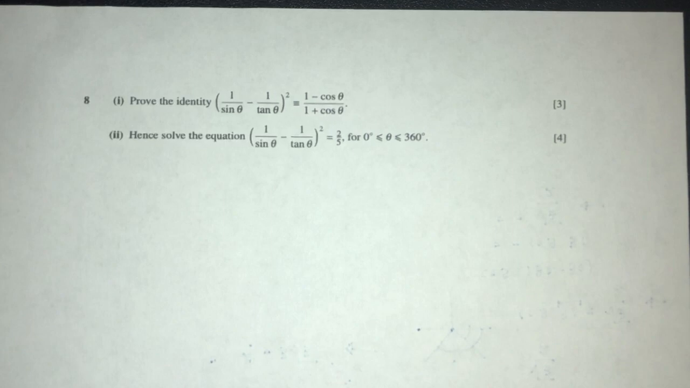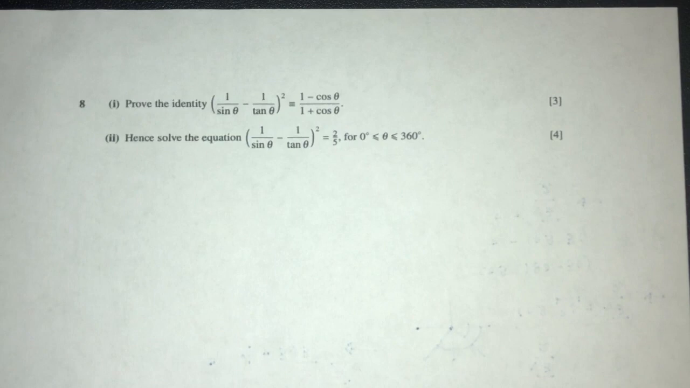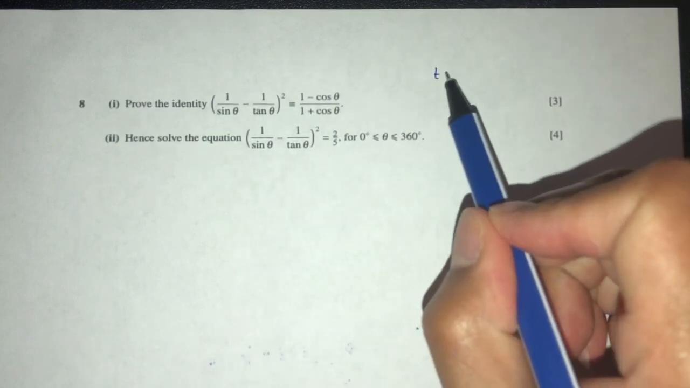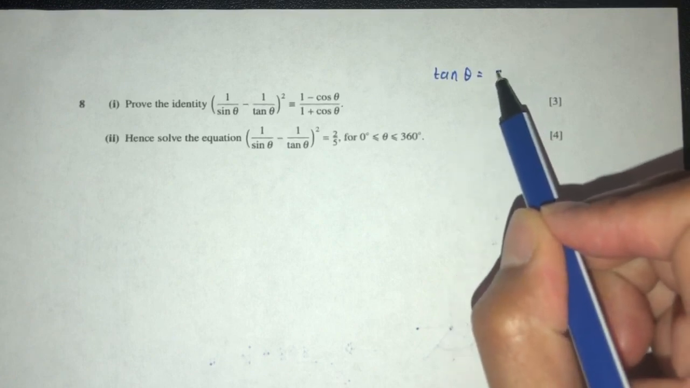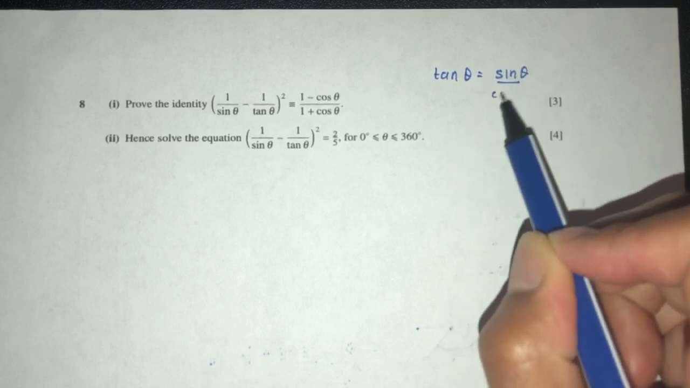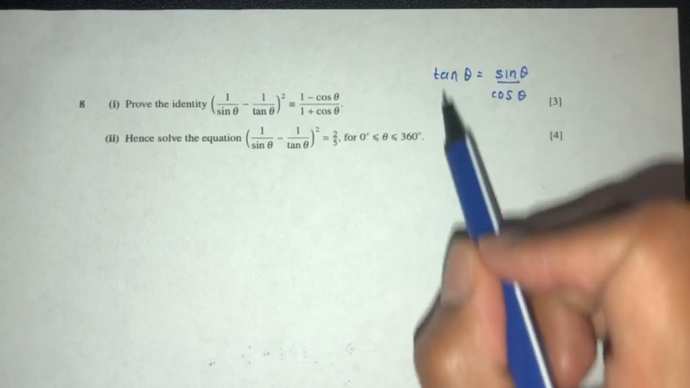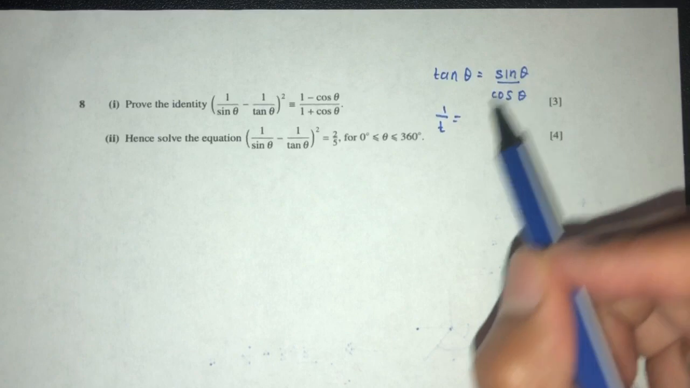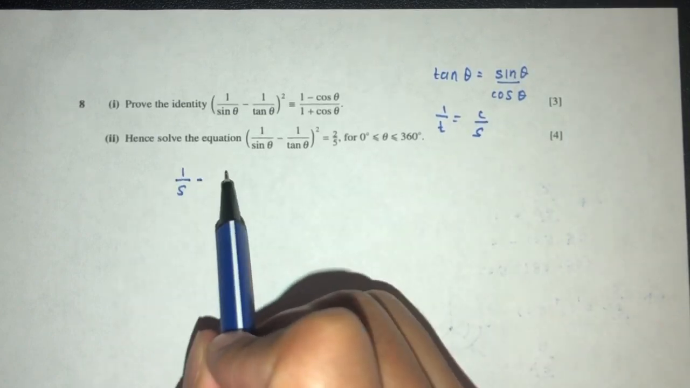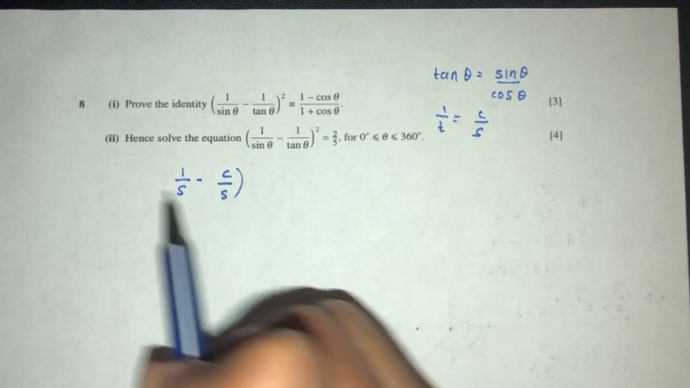So prove the left hand side is equal to the right hand side. So step by step, first thing, let's expand. You will have what? So first we can rewrite tan. Tan theta is actually sine theta over cos theta. Now what is 1 over tan? 1 over tan becomes simply reverse it, that will be cos over sine. So here we have 1 over sine minus cos over sine, all squared.